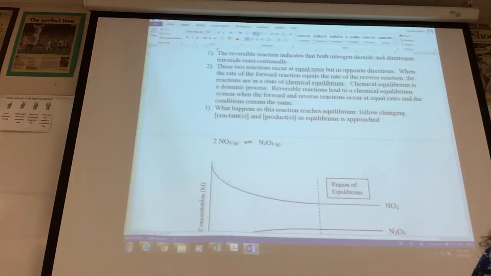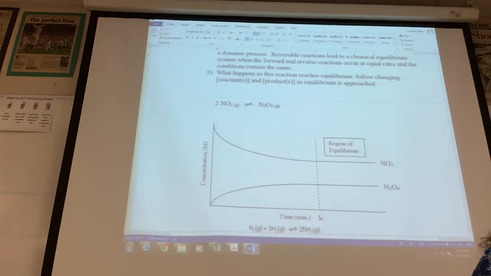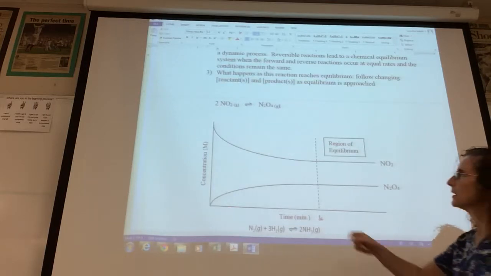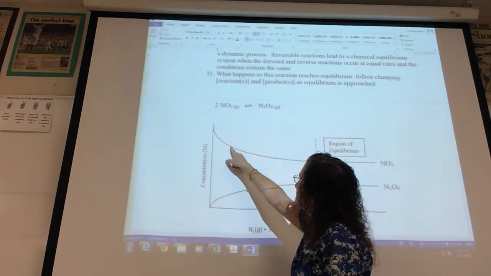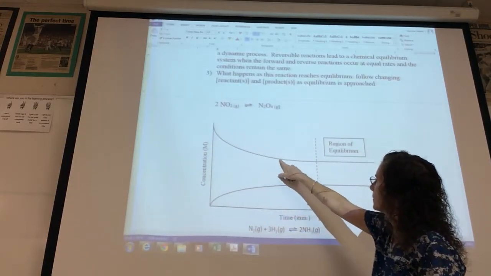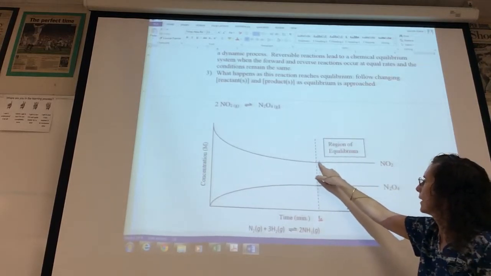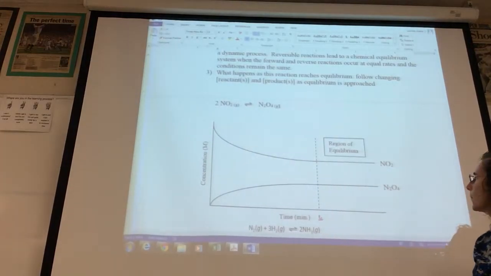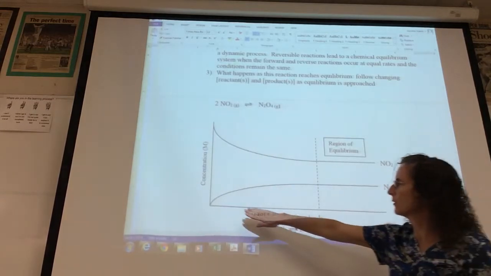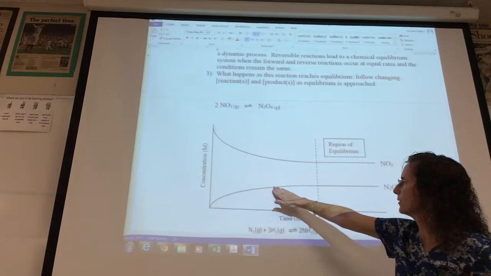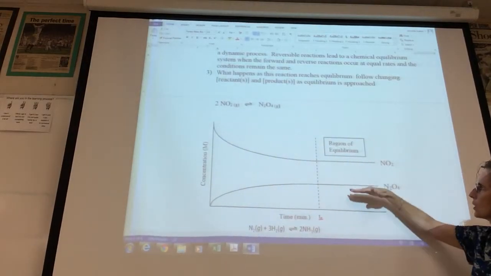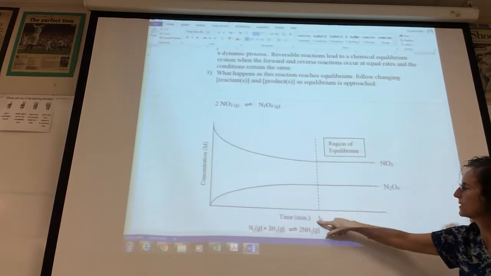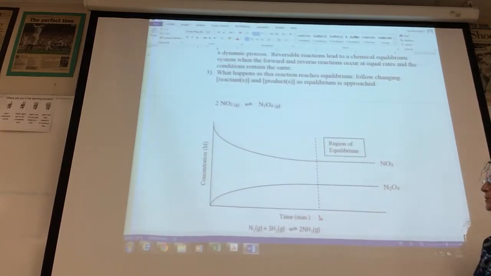For example, if we look at this reaction that we looked at previously, we will see reactants. Do they get consumed or generated? Consumed, they get used up. So we can see here that nitrogen dioxide has decreasing concentration over time until it plateaus. When it plateaus, you're at a region of equilibrium. Dinitrogen tetroxide gets generated, so you start with none, and then you generate it until equilibrium is reached. So the equilibrium region occurs at this time, and it's recognizable with those plateaus.